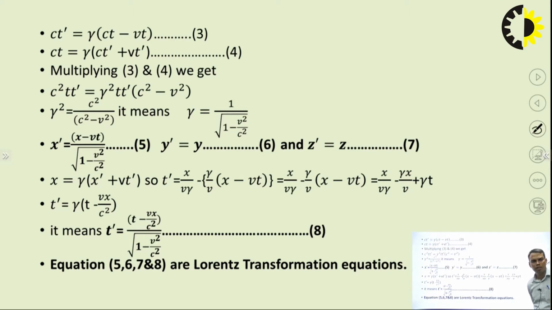x prime is equal to x minus v t divided by under root 1 minus v square by c square, y prime is equal to y, z prime is equal to z, t prime is equal to t minus v x by c square divided by under root 1 minus v square by c square. These 4 equations 5, 6, 7 and 8 are known as the Lorentz transformation equations, and they support Einstein's 2 postulates, especially that the speed of light is constant or invariant in all inertial frames.